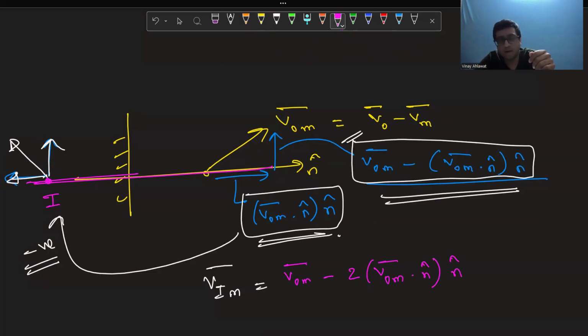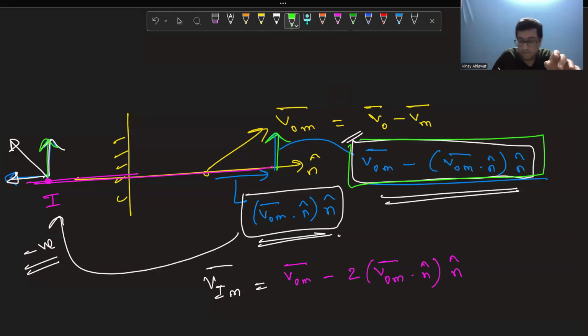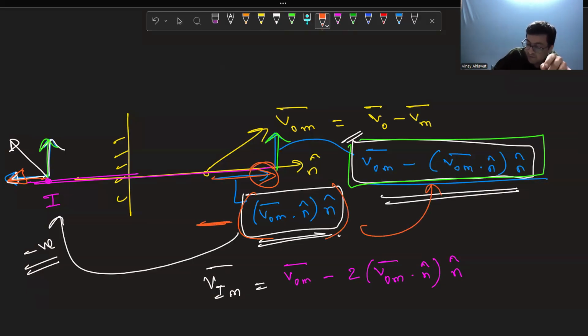Agreed? Any confusion? I will explain again. This vector is same as this vector, so this vector you have to take as it is. Agreed? And what about this one? This is negative of this vector, so you put a negative sign over here and add to this. That should give you the final velocity vector, this vector.